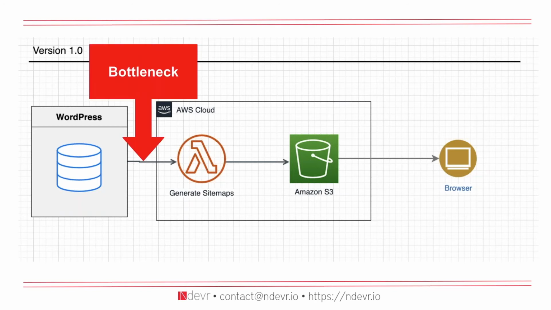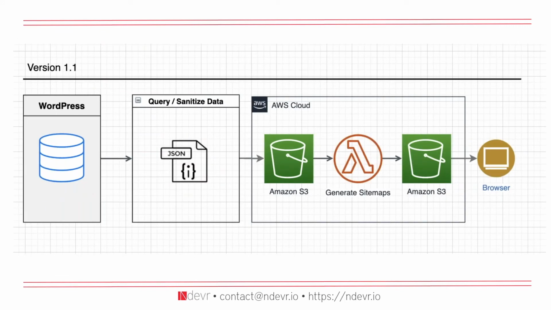So we identified the bottleneck was trying to get the data from the database directly. So we tried to separate out that job. We'll do the querying, put that data into a JSON file, and then put it into S3. And then from that queried JSON data file, we'll start the sitemap generation.